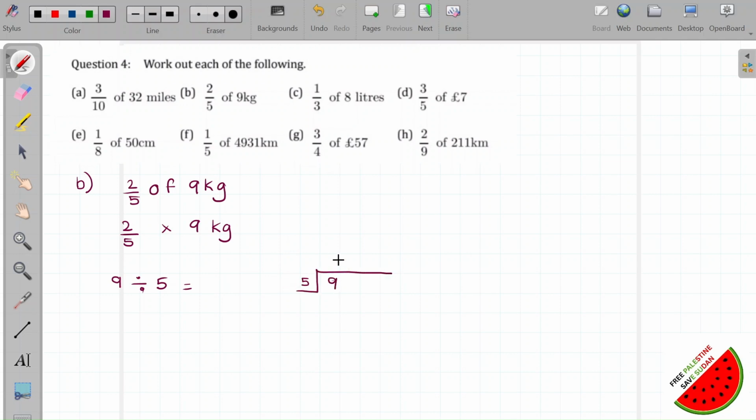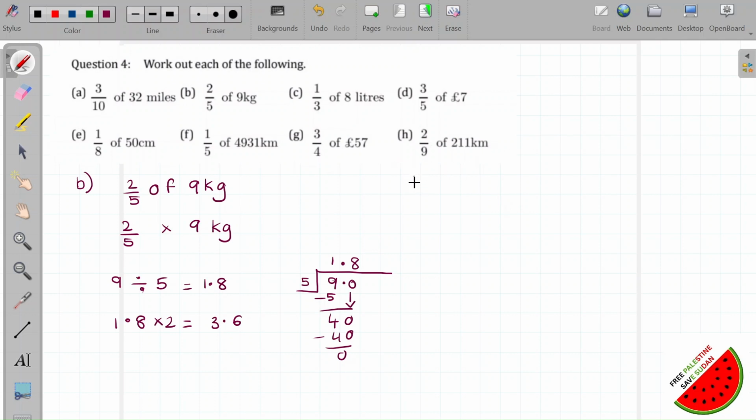Okay, 5 goes into 9 one time, remainder 4. 5 goes into 48 times, remainder none. So that's 1.8. And then you multiply 1.8 by the numerator, which is 2. And that is going to be 3.6.